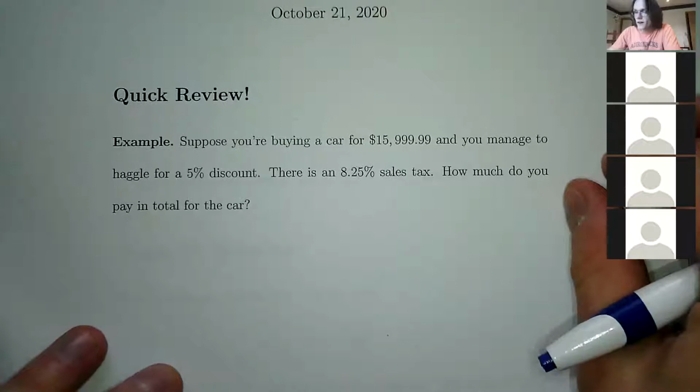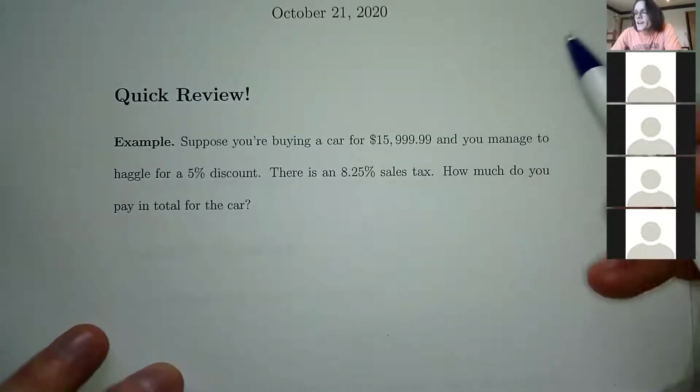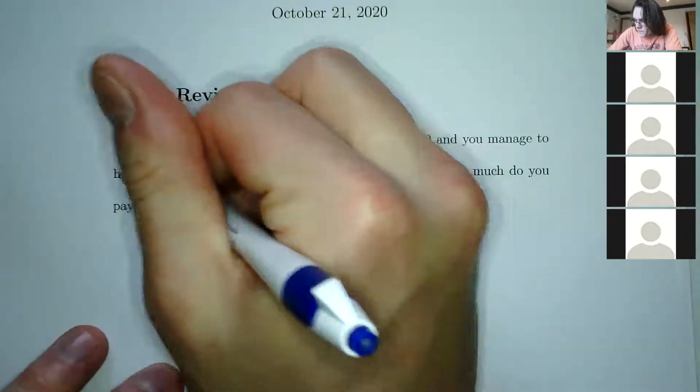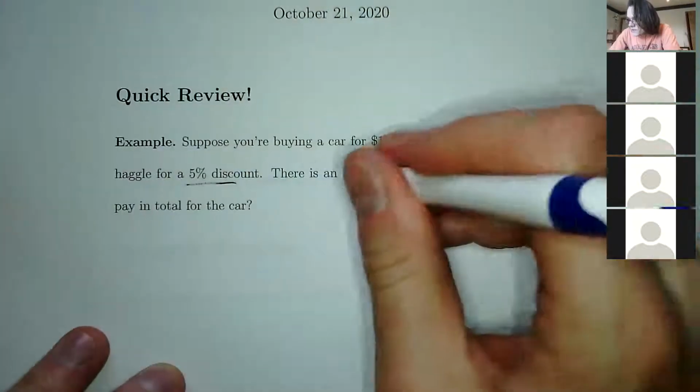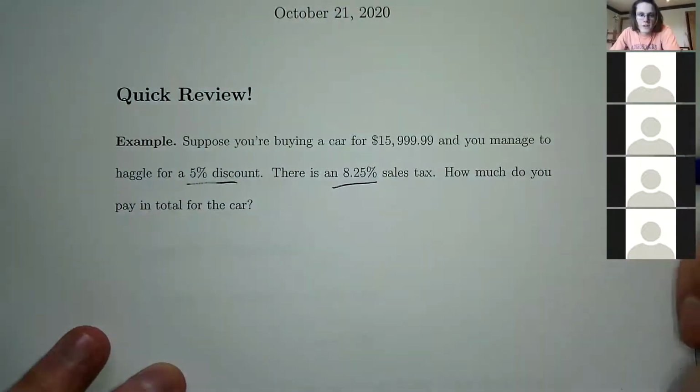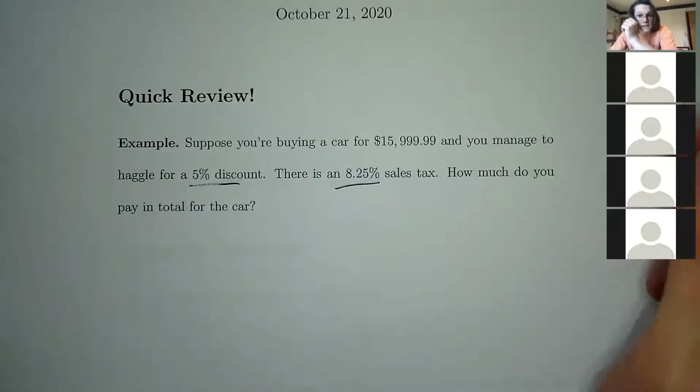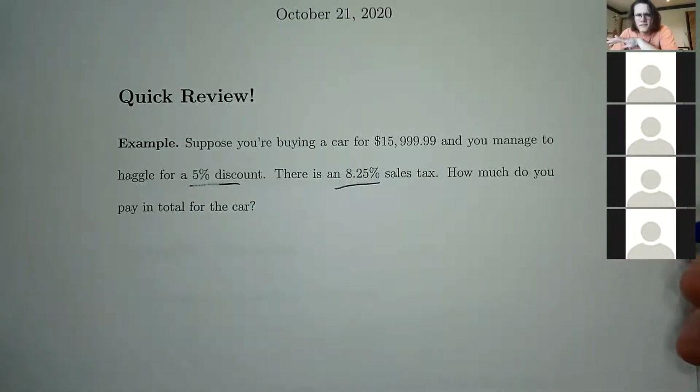So suppose you're buying a car for just under $16,000 and you manage to haggle for a 5% discount. There is an 8.25% sales tax. How much do you pay in total for the car? I think I ended class almost on this problem, and I had tried to do it a really quick way by adding and subtracting the percentages.